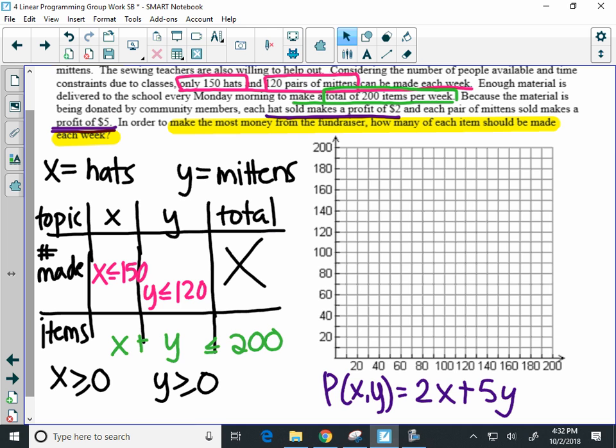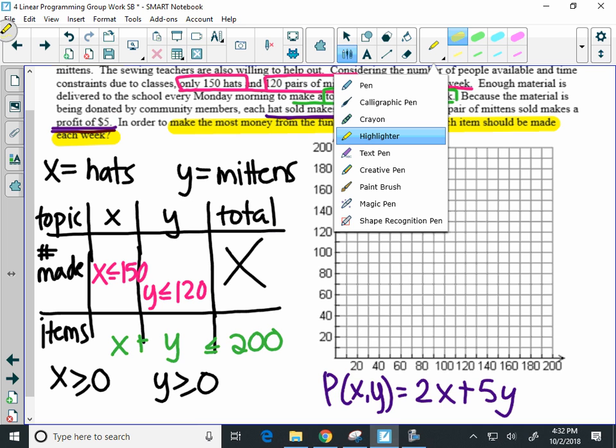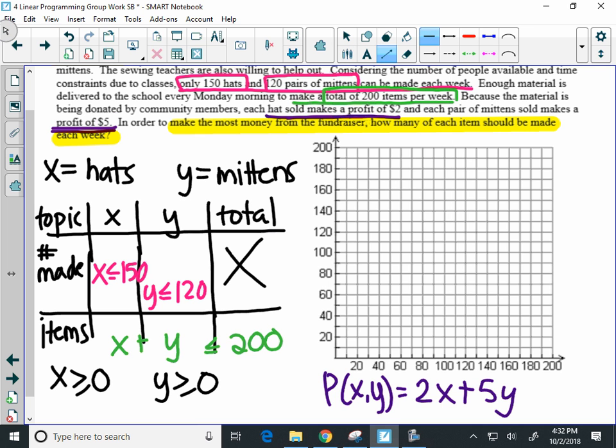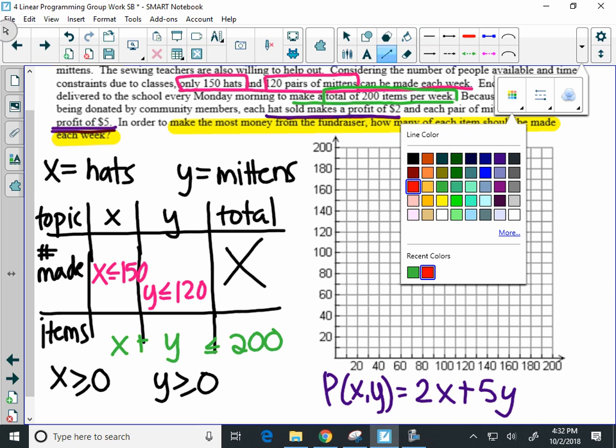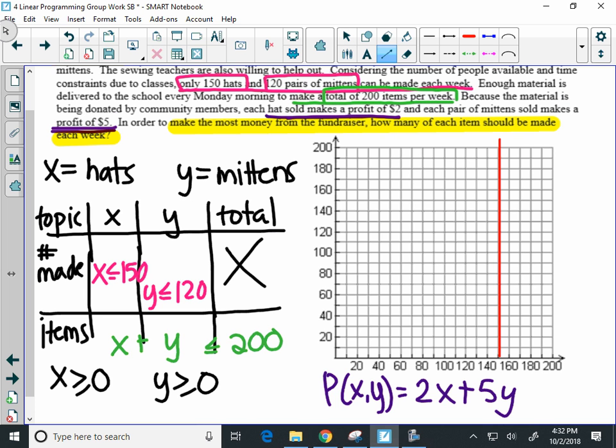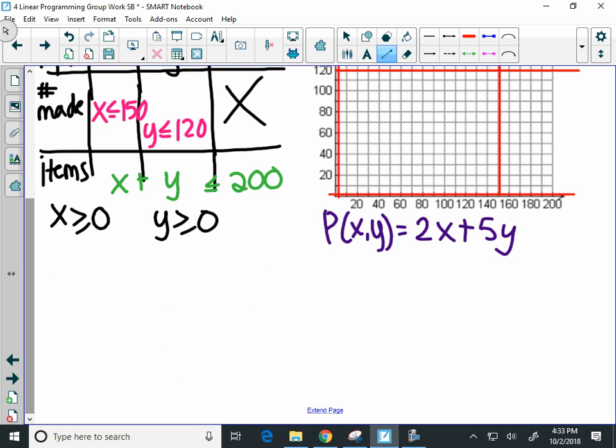Well, let's start with the really easy ones. x is less than or equal to 150. Let's do that one. That's going to be a vertical line at 150. So go over here, say, okay, my x's can't go past there, but then remember I also had a line at x equals 0 on your axis. Same kind of thing here for y. y is greater than or equal to 0. I can't make negative mittens, but I also have to be under 120 mittens.